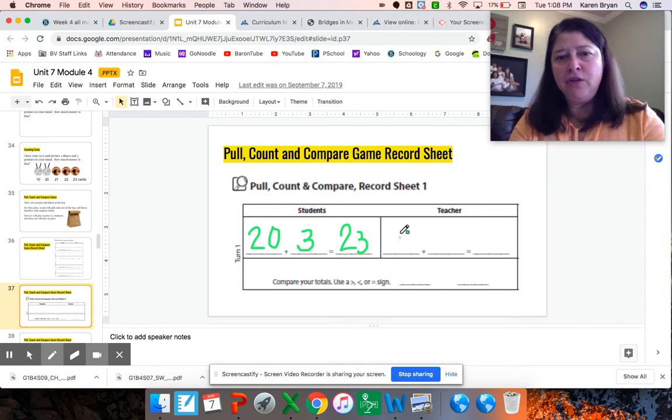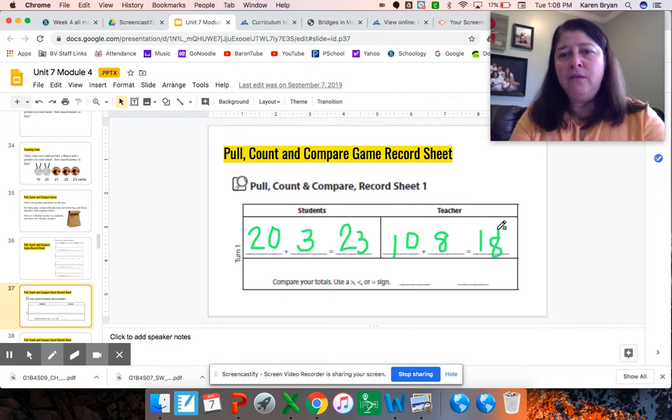I'm going to reach down in the bag, and I maybe only pull out 1 dime and 8 pennies. So my 1 dime is going to be worth 10, and then my 8 pennies are worth 8. And I'm going to add those together. 10 plus 8 equals 18.